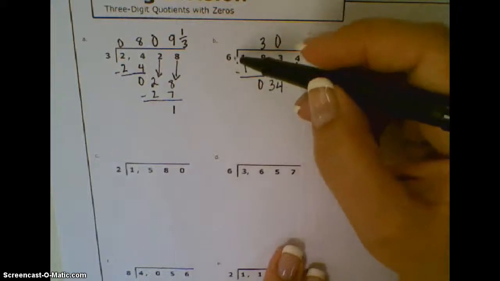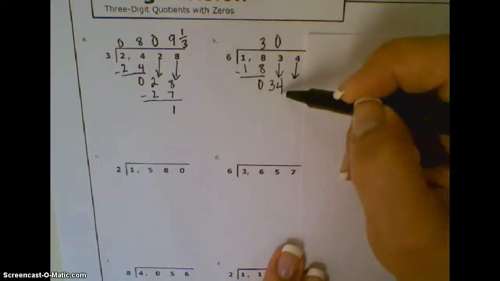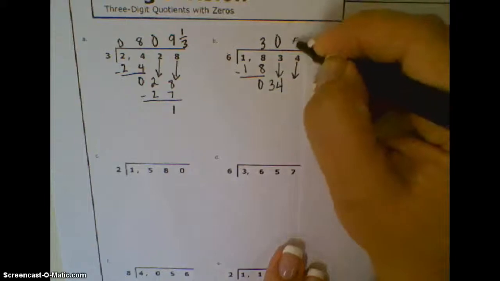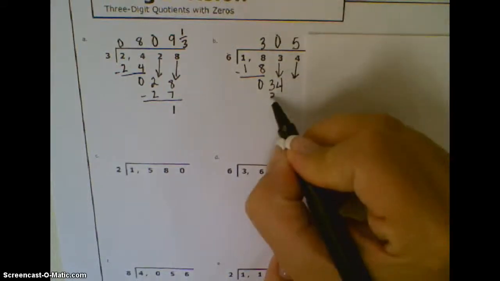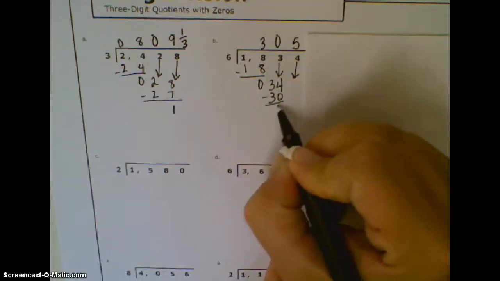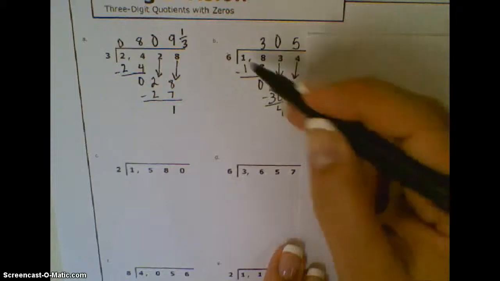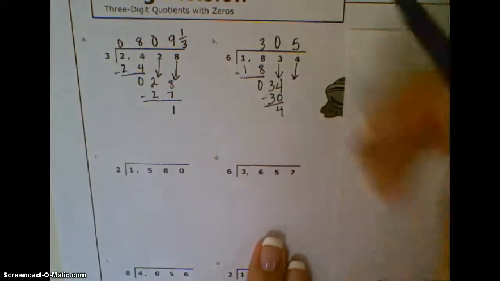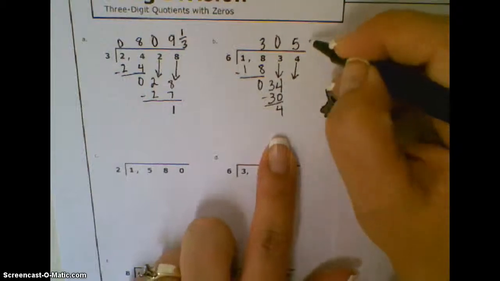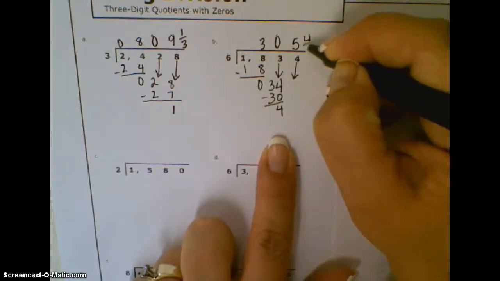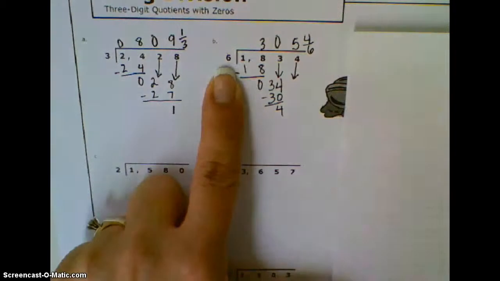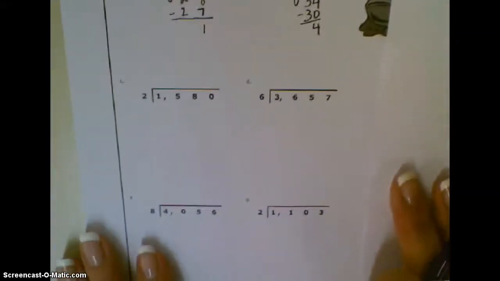And now I'm thinking of my 6 facts. I know 6 times 5 is 30, 6 times 6 is 36, that's too big, so it must be a 5. 6 times 5 is 30. I subtract and I get a remainder of 4. My remainder is smaller than my divisor, so I can bring down my next digit. Oops, I'm out of digits, so that means I'm all done. So 305 and 4 over 6. I want 6 as my denominator because that's my divisor over there.